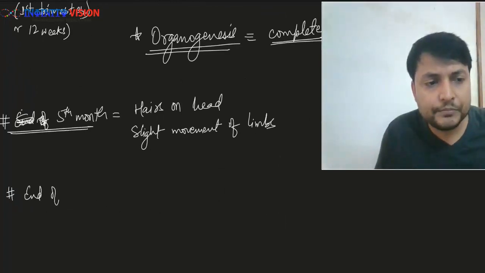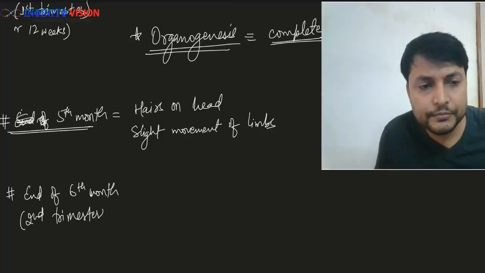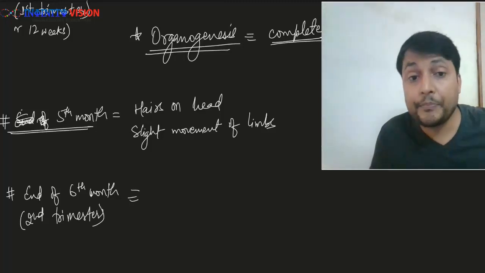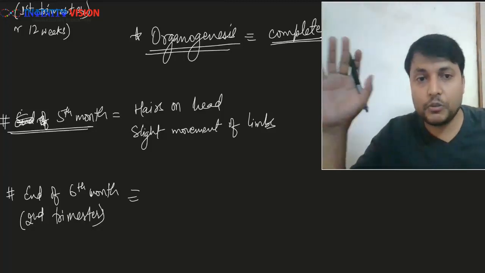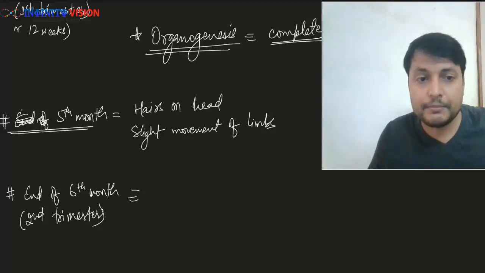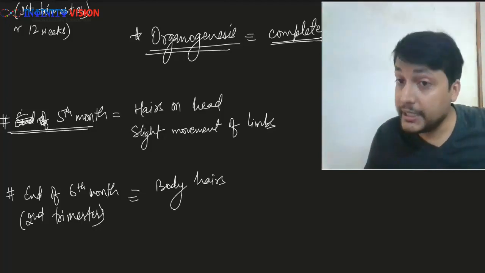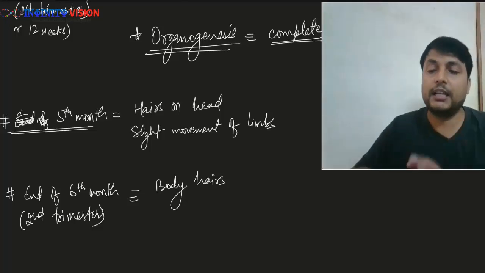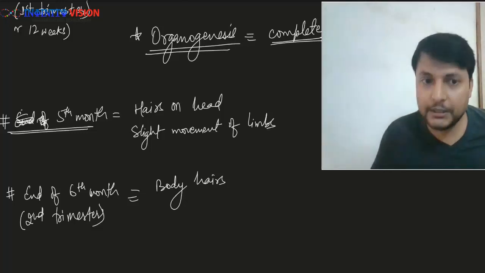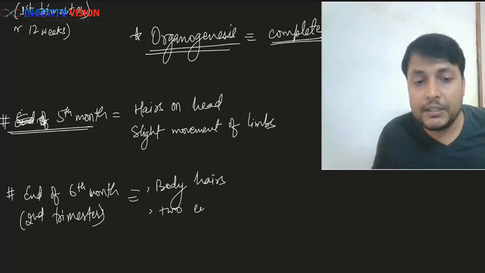What we see by the end of the 6th month, that is the second trimester, is that the hairs have grown all through the body. By the 5th month it was only on the head, but now by 6 months body hairs can be seen all across the body, which is a mammalian character, right? Body hair is a mammalian character, and now this character has appeared by the end of the 6th month.